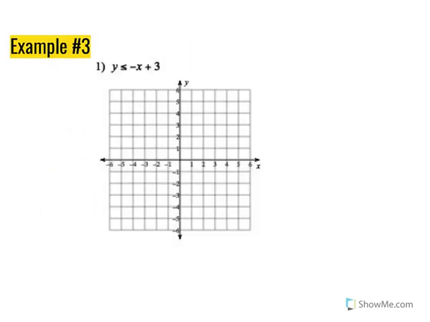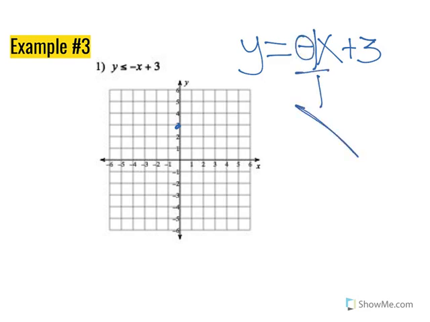Now, let's see what it means when it's not horizontal or vertical. Again, we're going to graph this just as if it was y equals negative x plus 3. So we're going to put a point at the positive 3. Remember, this is a 1 over 1, so we're going to go up 1 and over 1, and it's negative, so it's got to be going this direction, so we're going up 1, over 1, or down 1.